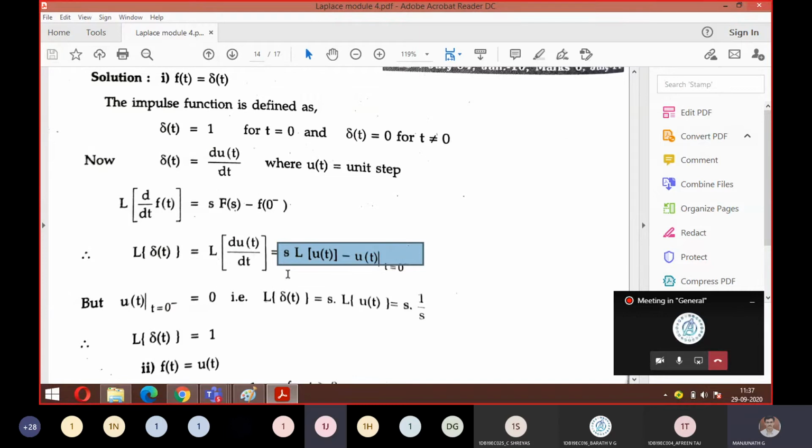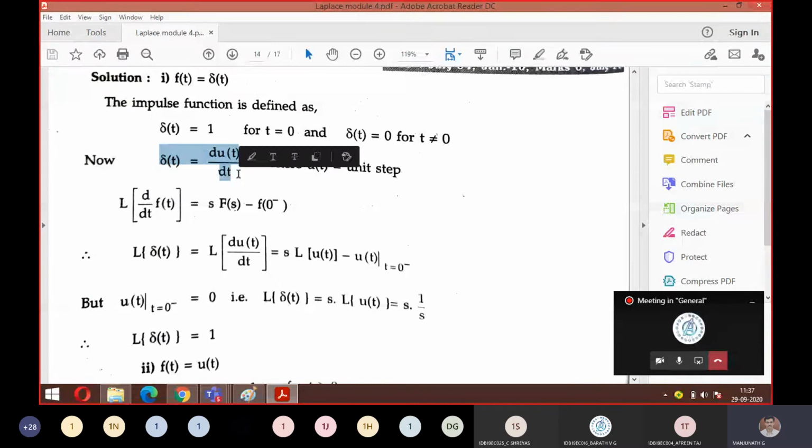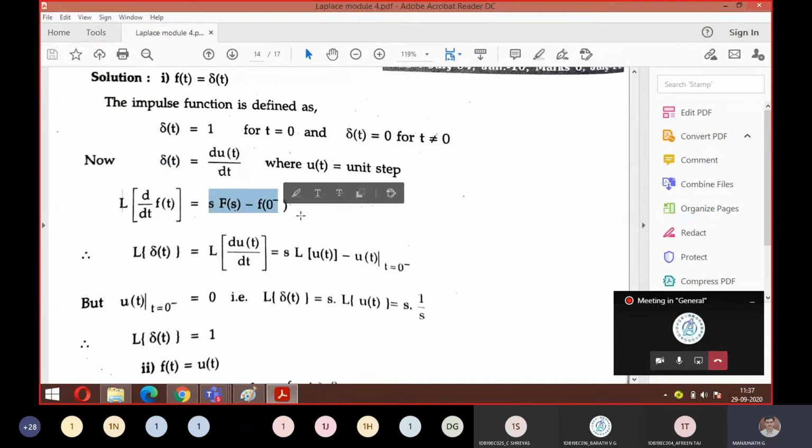Any doubt? Once again, sir. Yeah, I'll repeat. So everyone got delta of t equals to 1. Then we wrote delta of t is equal to the differentiation of the u of t function, because u of t consists of a constant amplitude that is equal to 1. Since differentiation is there in this original time domain function, I need to go with my properties. The property says the real differentiation formula. This is the formula.